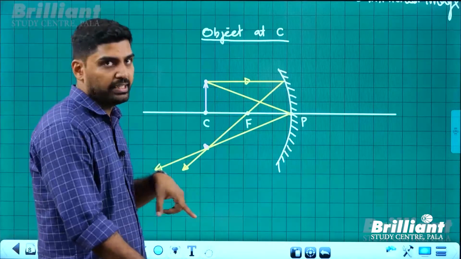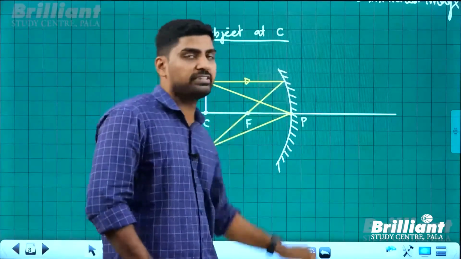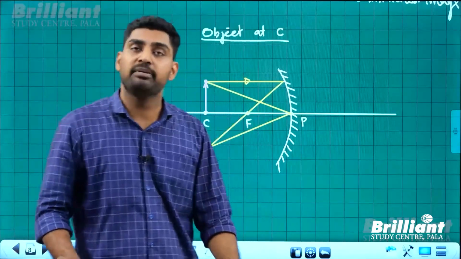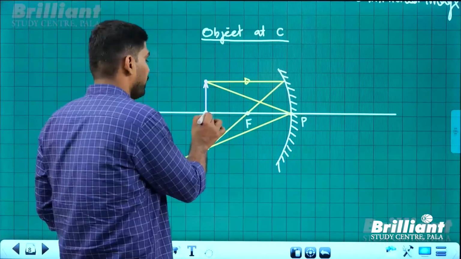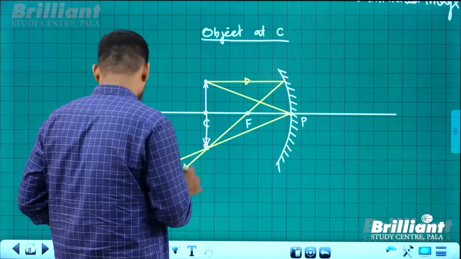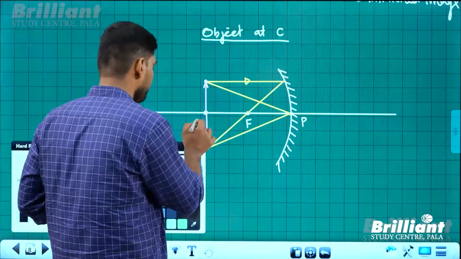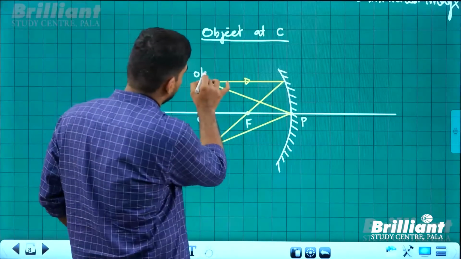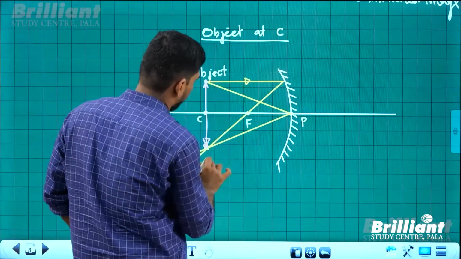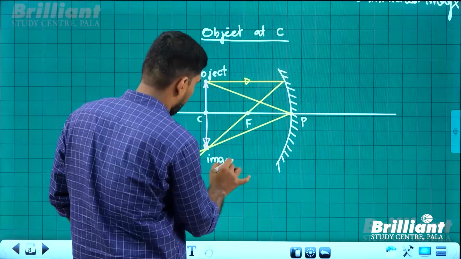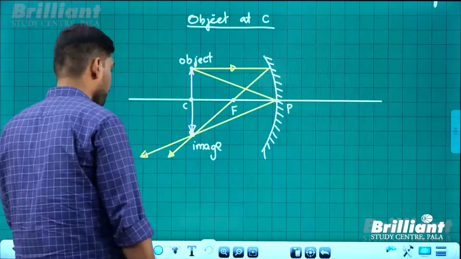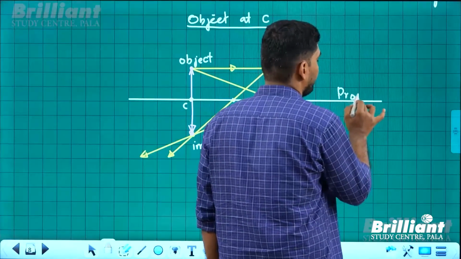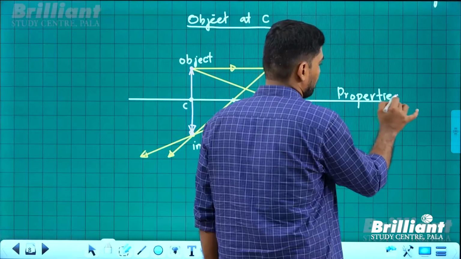If this point is A, and the light rays starting from A meet again, then that meeting point is the image of A. So the image of the object is going to be like this. This is the object, and this is the image. So what are the properties of the image? Properties, nature and location.